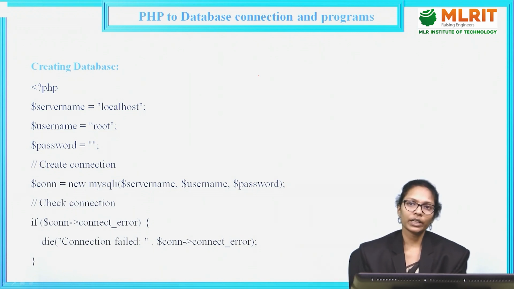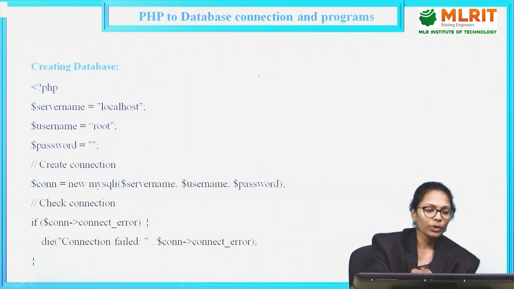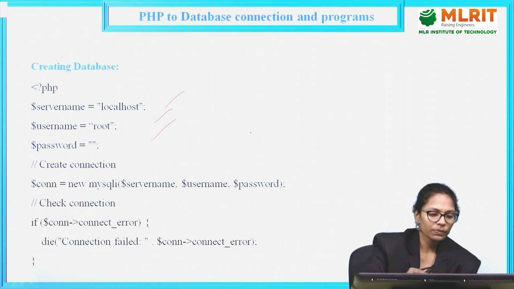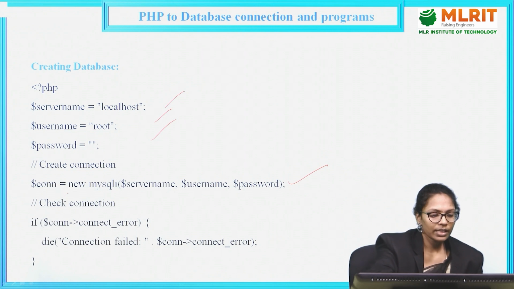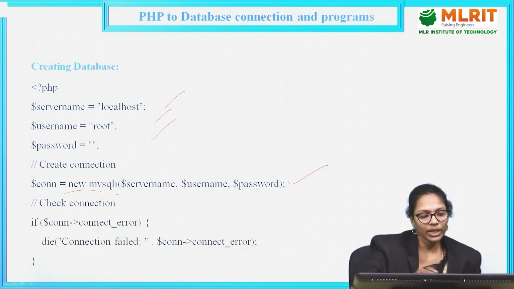First, you need to connect to the database. So the same program you're writing here: server name, username, password. By passing all these, you're connecting to the database. See, this is another way, using new followed by MySQLi. You're passing all these values to create the connection object.